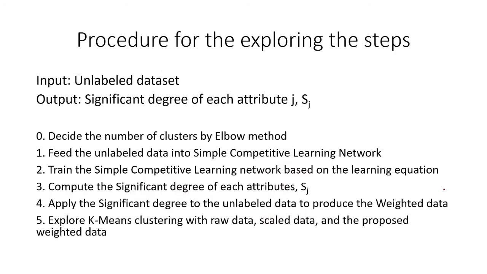This is the procedure for the steps. First of all, we need to decide the number of clusters by the elbow method, a very popular one. Then we feed the data into a simple competitive learning network. This simple competitive learning network is the model that we used to extract the significant attributes, so we train using the simple competitive learning equation. After the training is done, we extract the significant degree of each attribute, apply that significant degree to the unlabeled data, and then run K-means clustering to explore the effect of this weighted data. So we compare the raw data, scaled data, and the proposed weighted data.